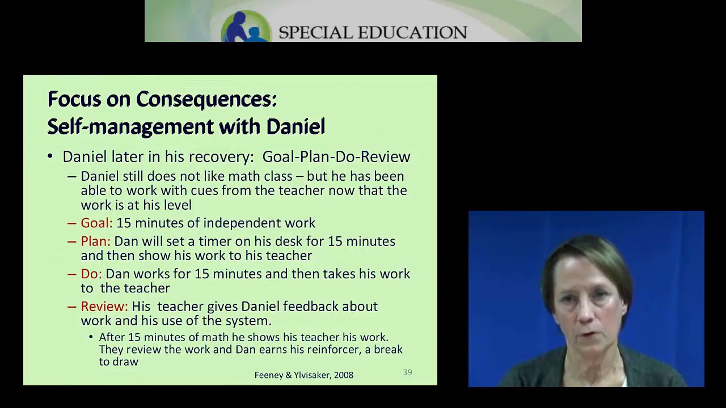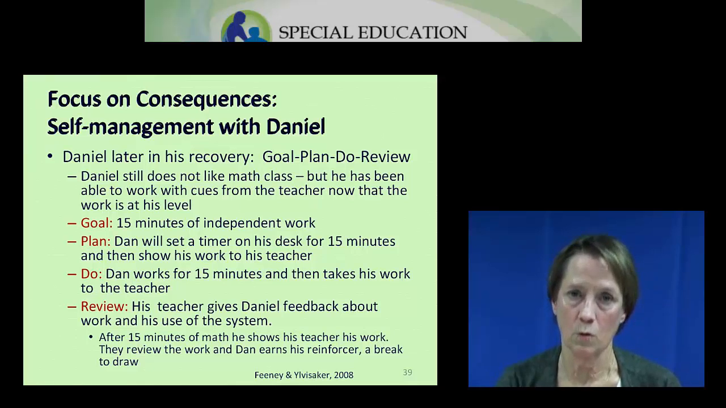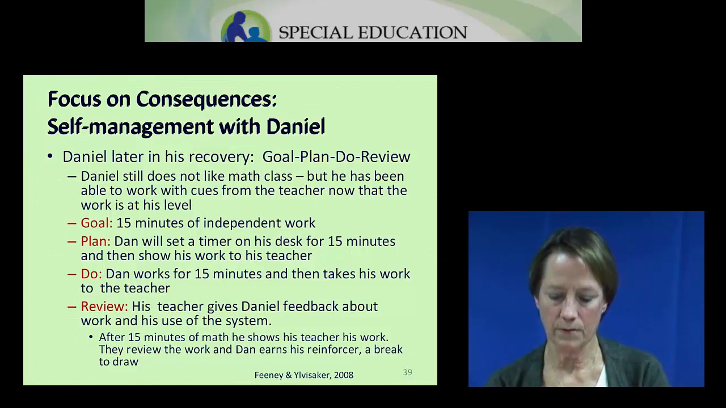If he can only work for 7 or 8 minutes, maybe we readjust our goal. But then Dan is going to review his progress with the teacher, and they're going to talk about the use of the system. We're going to see, is it working? And is Dan able to provide himself with some self-reinforcement after he accomplishes the criteria that he has set for success? If you are interested in a more fleshed out description of using this type of self-management strategy, I encourage you to look at the Feeney and Ilvisacker citation that is referenced here on this slide.